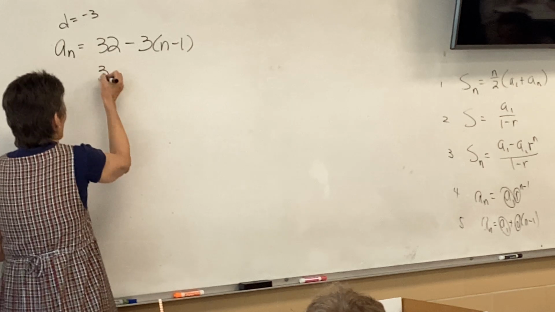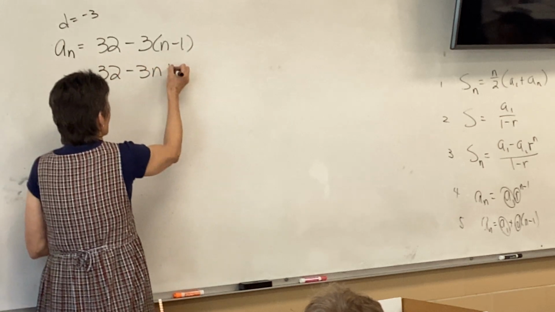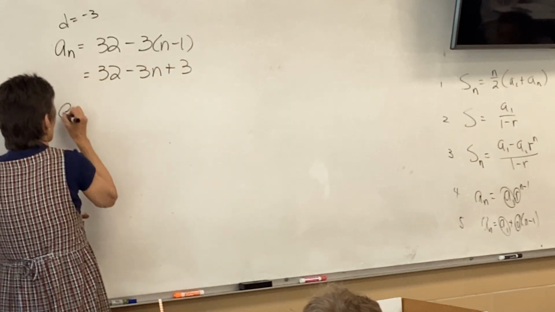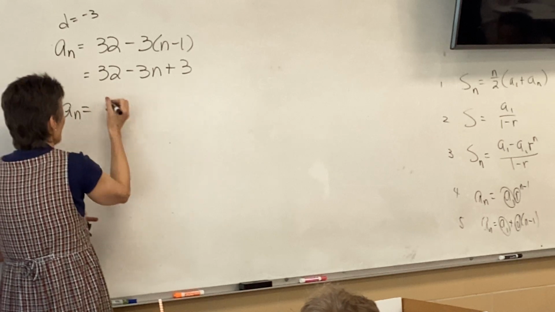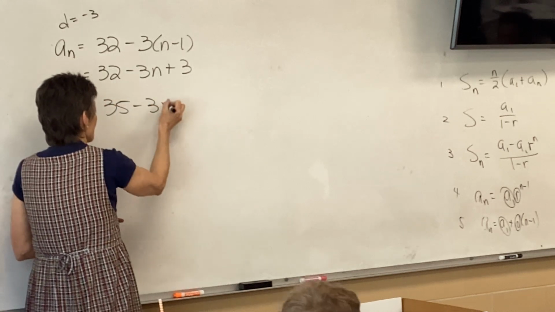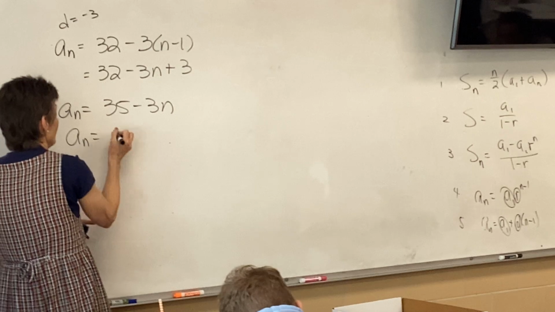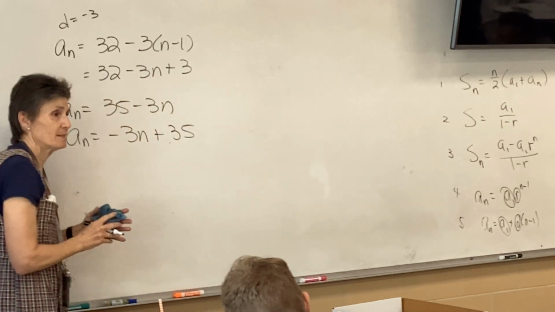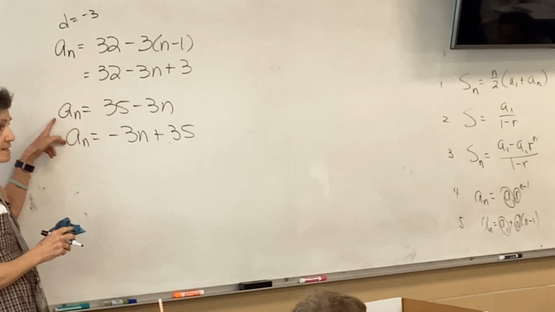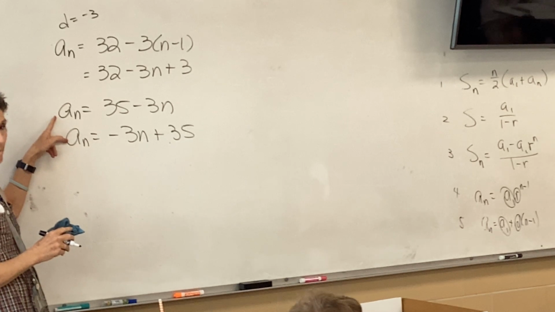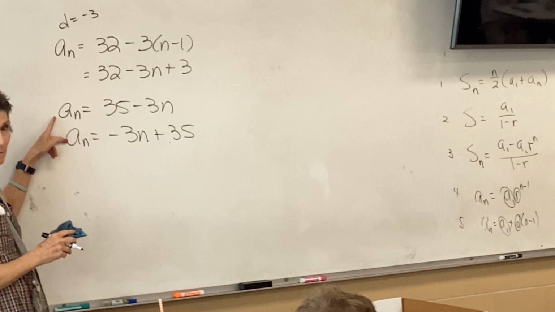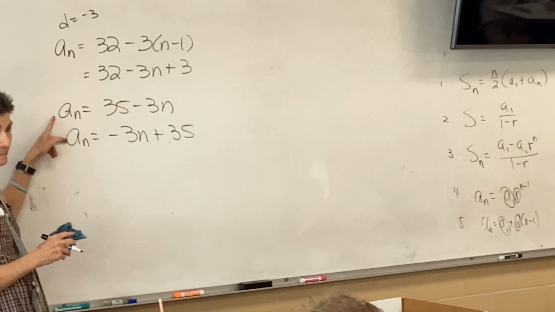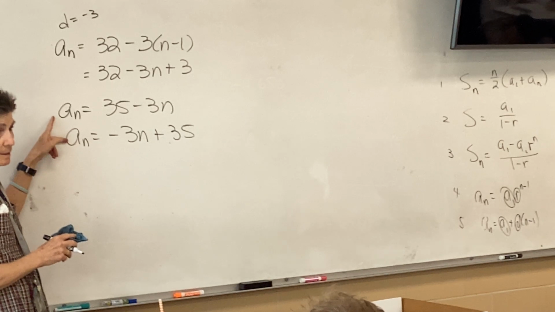And then we'll go ahead and distribute. You will either write 35 minus 3n, or you will write -3n plus 35. It does not make a difference. But one of these is your answer. Is that okay with everybody? All right.